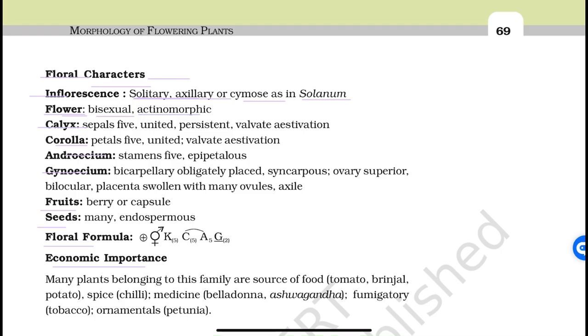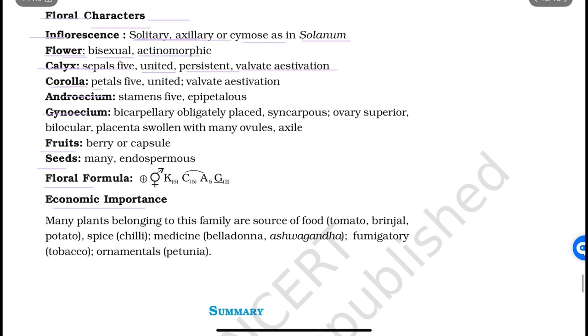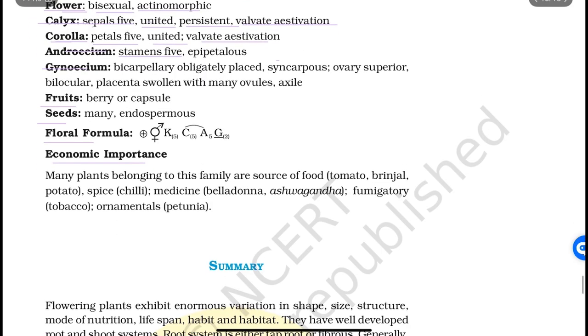Calyx: sepals are 5, united, persistent, valvate aestivation. Corolla: petals are 5, united, valvate aestivation. Androecium: stamens are 5 and epipetalous. Gynoecium: bicarpellary, obliquely placed, syncarpous, ovary superior, bilocular. Placenta swollen with many ovules.